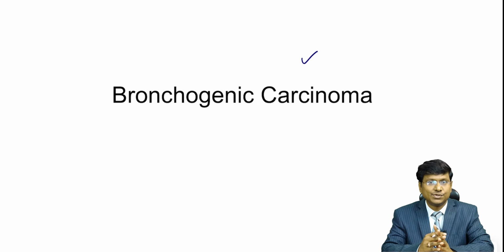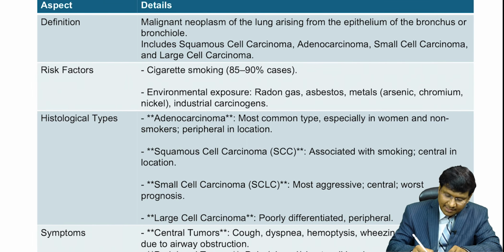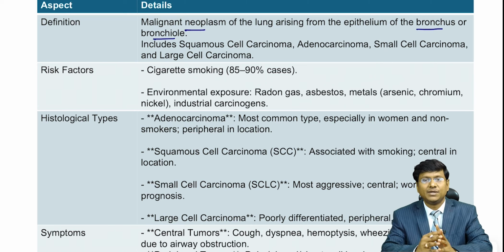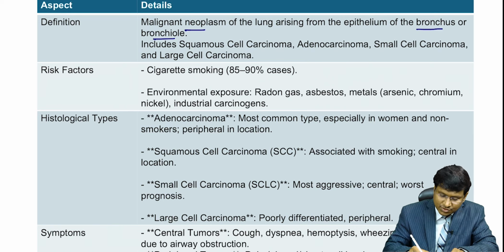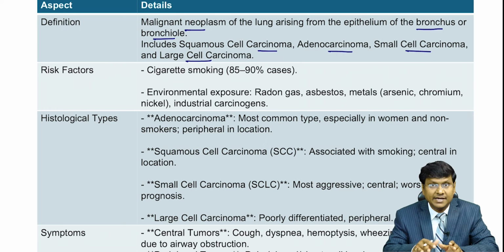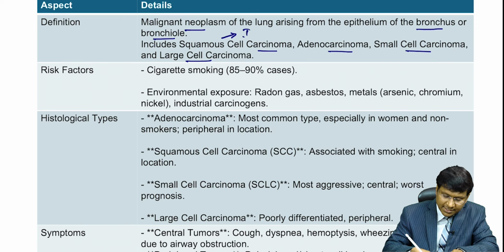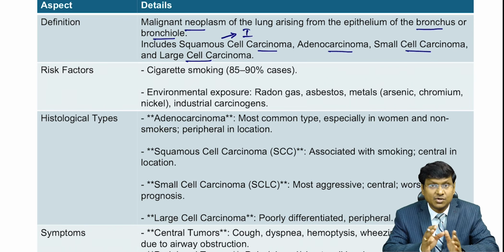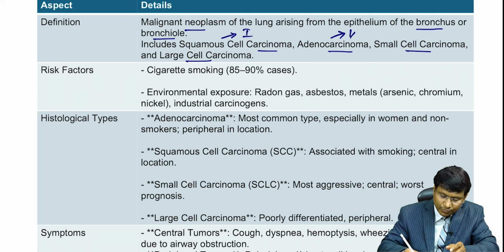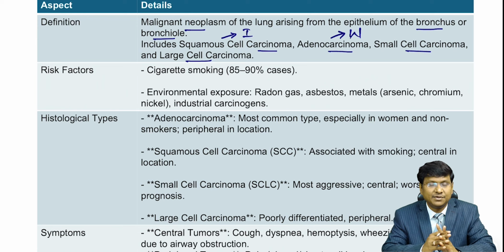Now, having discussed cystic fibrosis, the next important topic for discussion will be bronchogenic carcinoma. So, bronchogenic carcinoma is a malignant neoplasm originating from the epithelium of the bronchus as well as the bronchiole, right? What are the types of bronchogenic carcinoma? The types include squamous cell carcinoma, adenocarcinoma, small cell, as well as large cell carcinoma. In India, the most common type of bronchogenic carcinoma is squamous cell carcinoma, whereas all over the world, the most common type is adenocarcinoma.